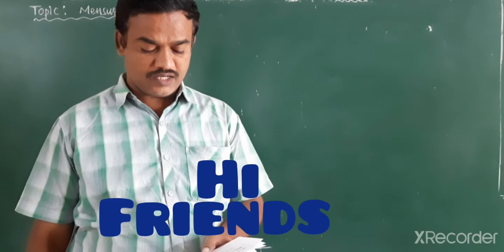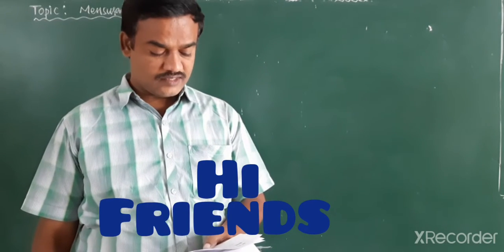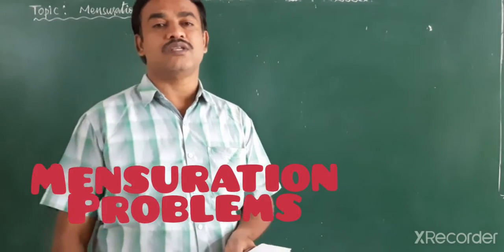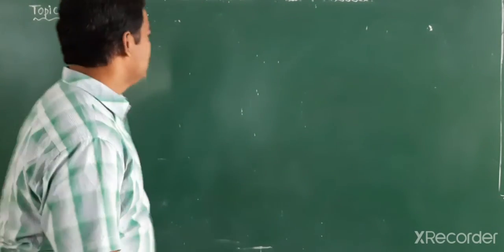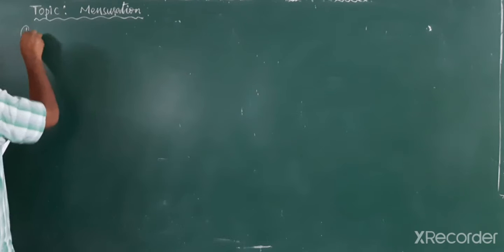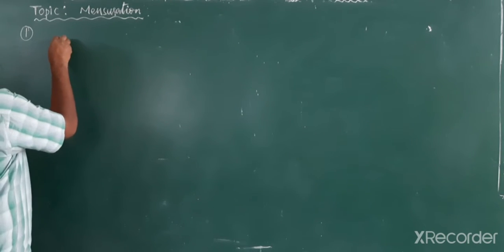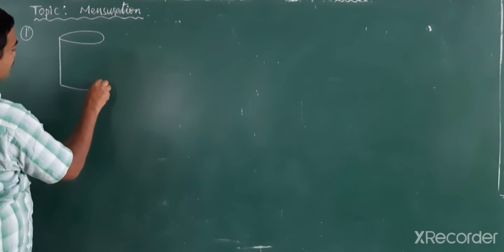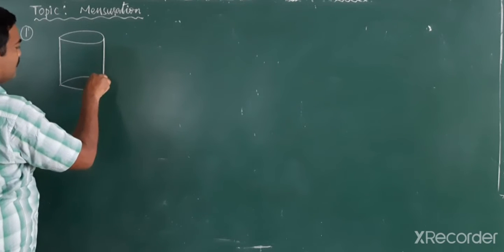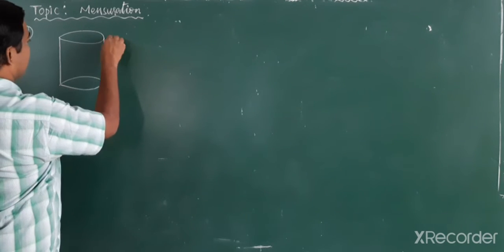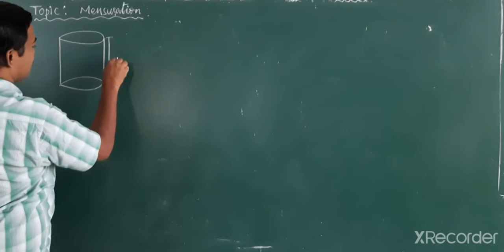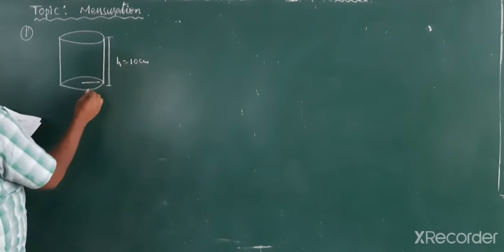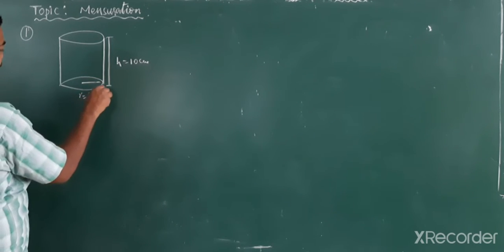figure. So if the height of the cylinder is 10 centimeters and its base of radius 3.5 centimeters, find the total surface area of the article. See, the question is given. So a cylinder of height is given. Height of the cylinder is 10 centimeters, H is equal to 10 centimeters, and the radius R is equal to 3.5 centimeters.